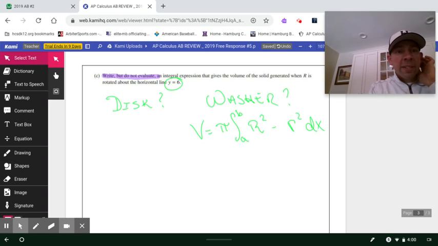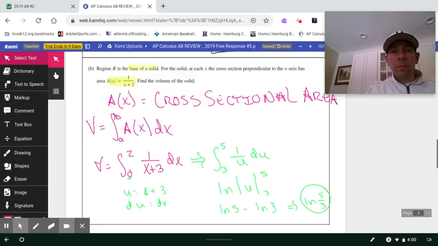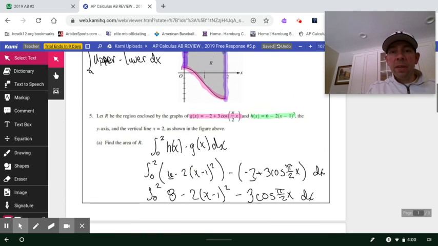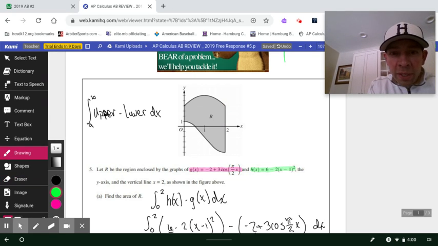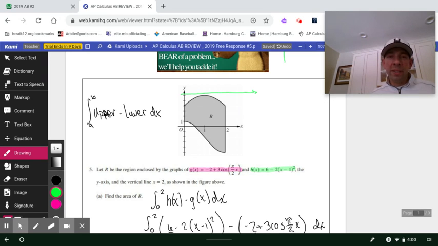So let's go up here and take a look. Okay. And I might try to clean this picture up a little bit here. All right. So let's say, where exactly is that y equals 6? 1, 2, 3, 4, 5. That's going to put me right about here. So right away, I'm thinking this is going to be a washer because there is a little bit of gap between the region R and that axis of rotation.